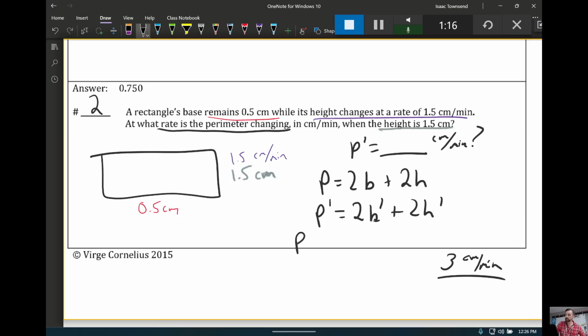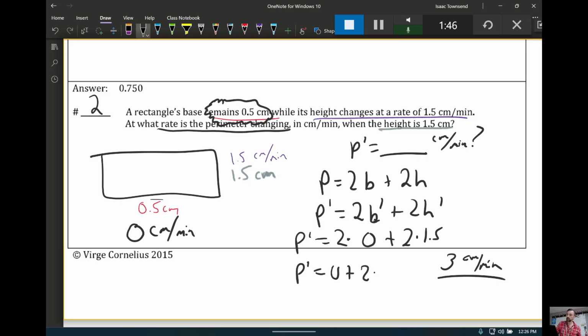So our answer comes from 2 times h prime, which is 1.5, plus 2, oops, sorry, that's a lie. H prime is 1.5. b prime is how the base is changing. Well, it says the base remains the same, so it doesn't change. So that's zero. So the answer came from zero plus 2 times 1.5, which is 3.